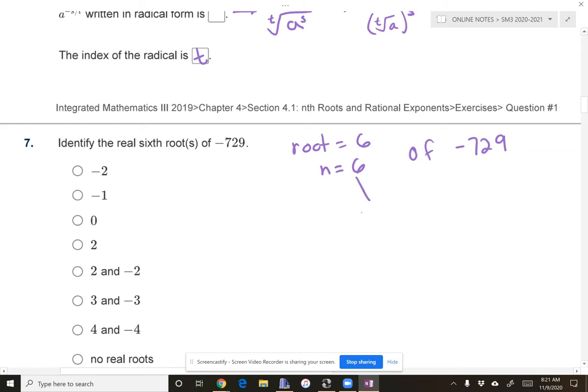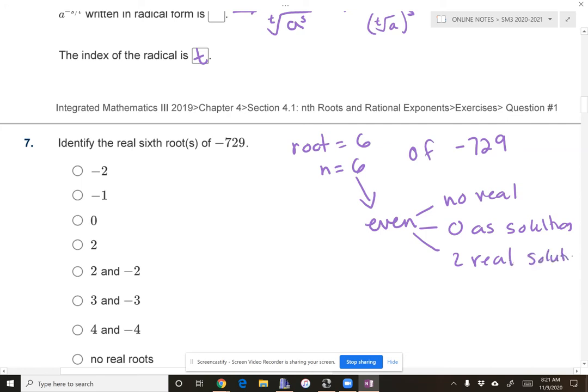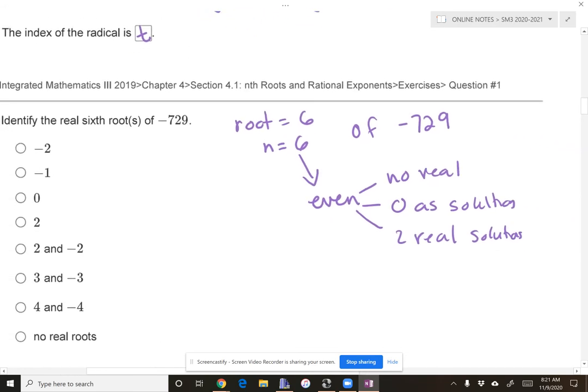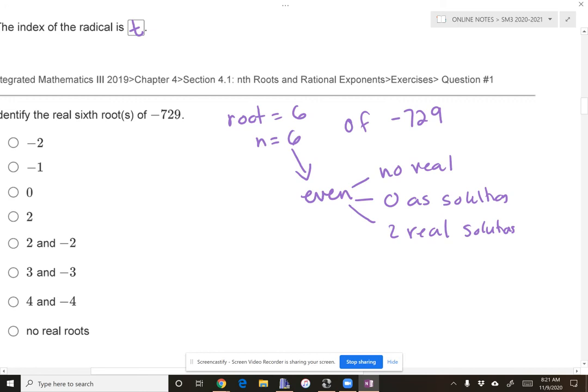So here's the thing. If it's an even root, you have 3 possible options. You have no real solution, 0 as a solution, or 2 real solutions. Okay? Here's how we know. And that's the chart on 4.1. I believe it's the first page of the notes part. This happens when it's negative. This happens when it's 0, and this happens when it's positive.